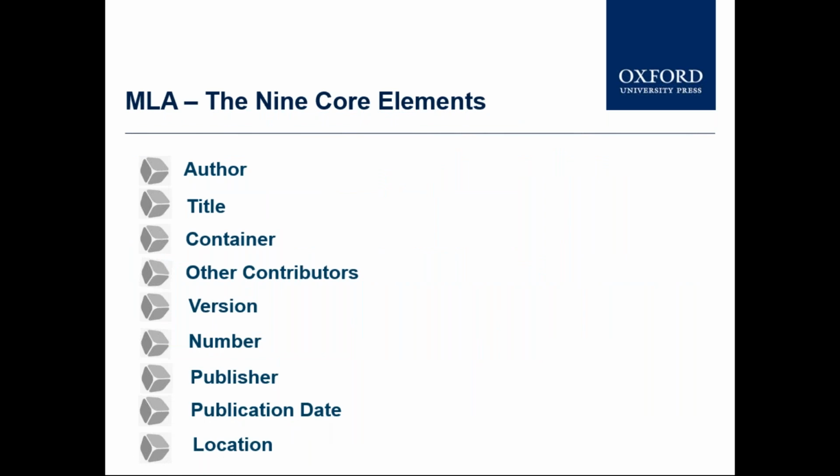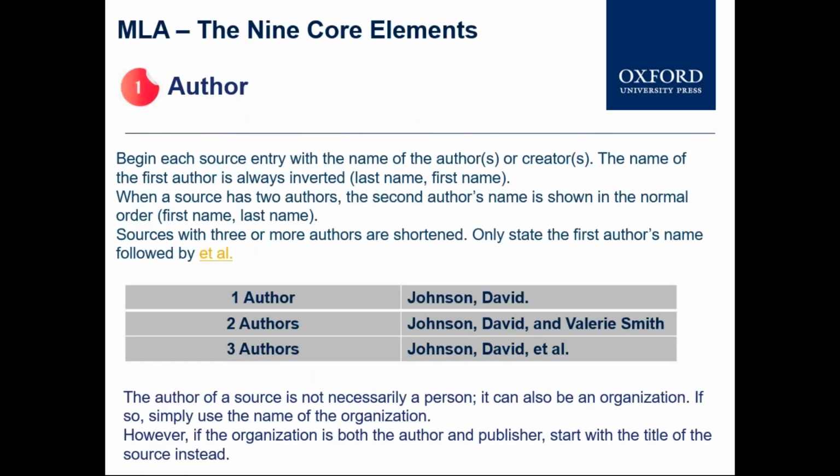This is a repeat of what I've already said, the 9 core elements of MLA. We'll just take a quick look at each of them. Now, when you're citing using the MLA style, you will always need to begin the source entry with the name of the author or the creators. There could be more than one author, so there are different rules.